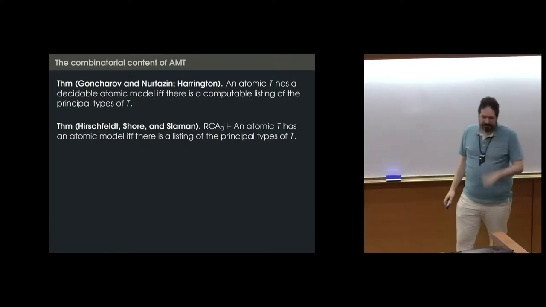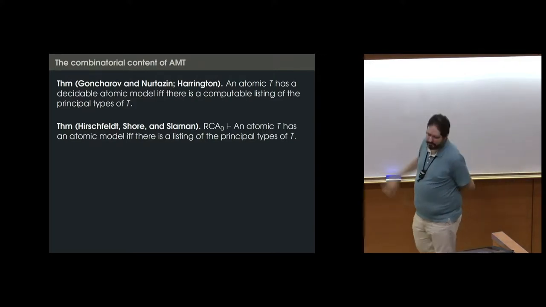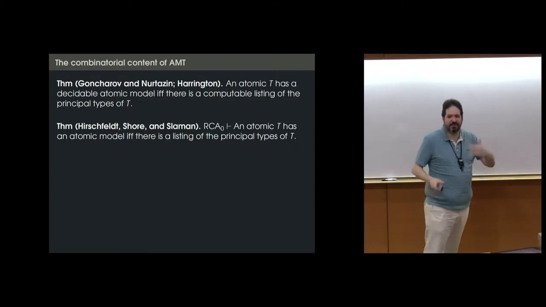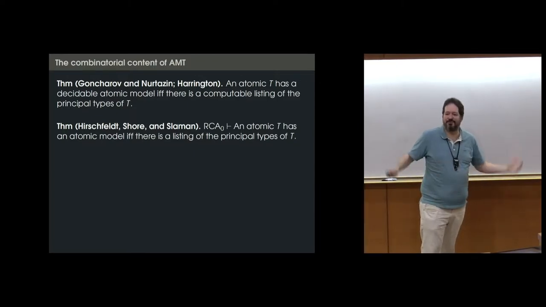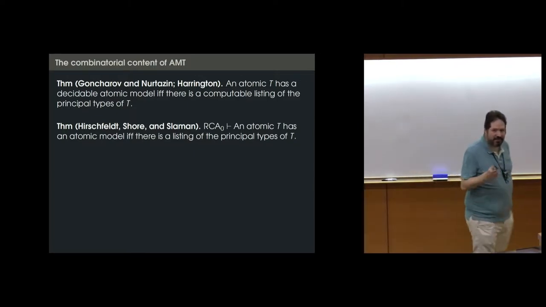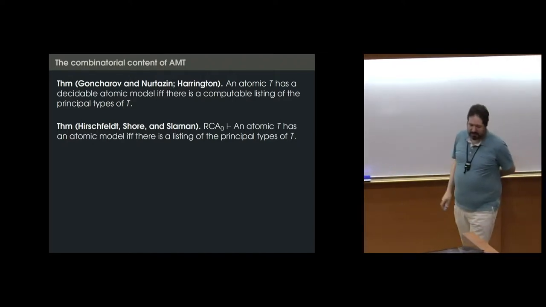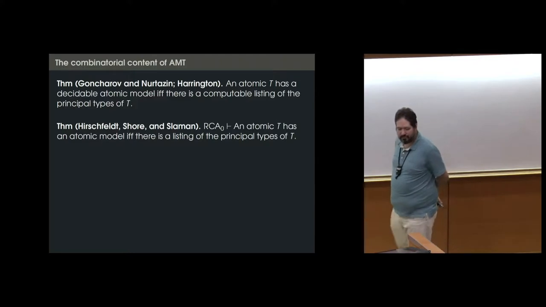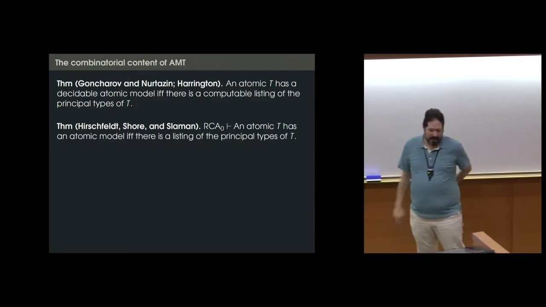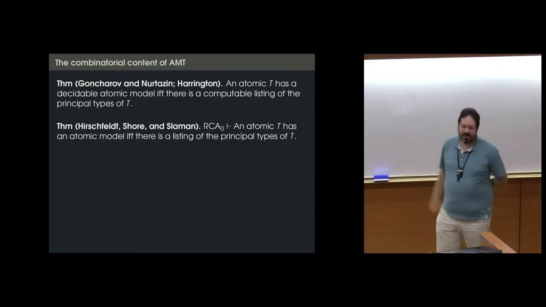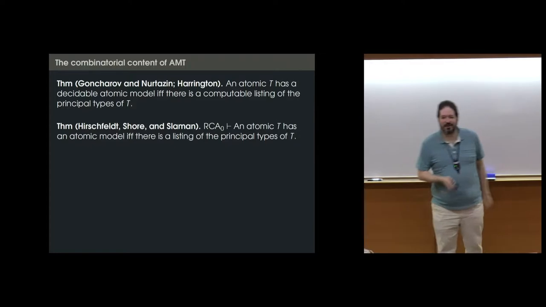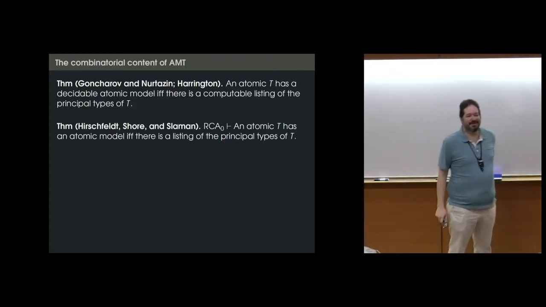Now, often when you go from a computability theoretic theorem to showing that it's true in RCA_0, it's just a matter of looking at the proof and saying, oh, it works, right? In this case, in this work with Shore and Simon, we had to do a little bit more work, because the proof of the Goncharov-Nurtazin-Harrington theorem in the direction of getting the model from the types, of course the other direction is trivial, is a priority argument. And priority arguments sometimes need more induction.